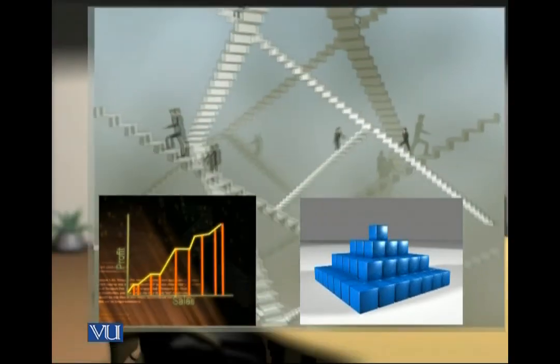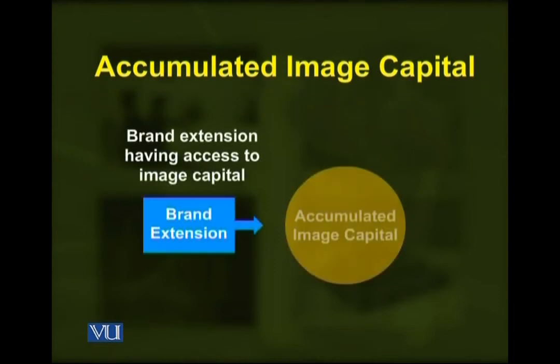Let us try to look at the illustration which I'm trying to explain with the help of words. The circle that you see represents accumulated image capital. This is what your brand has accumulated so far over the last couple of, or maybe a few, decades. And you are going for a new brand, a new offering, and the natural inclination is to go for brand extension, and you get kind of pulled toward this accumulated image capital, which is that big circle.